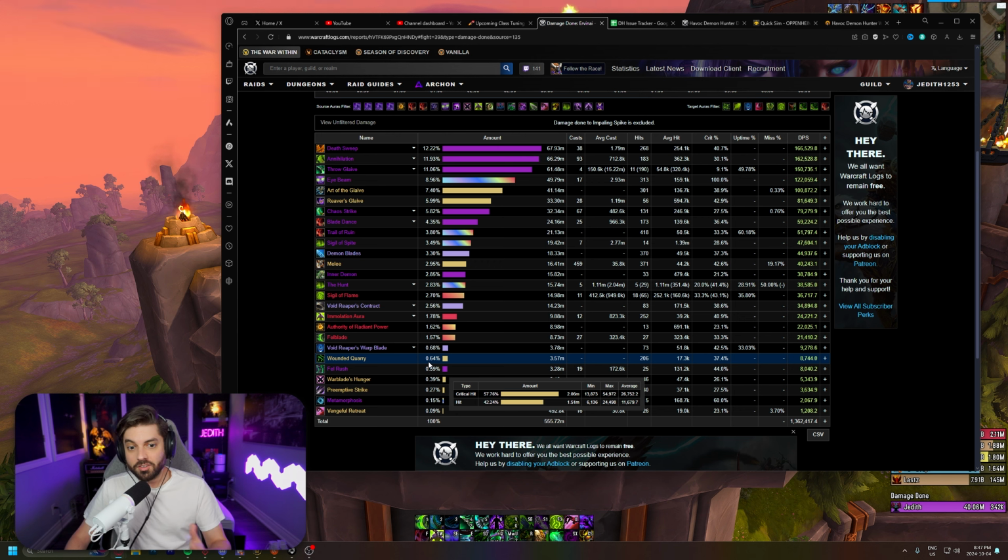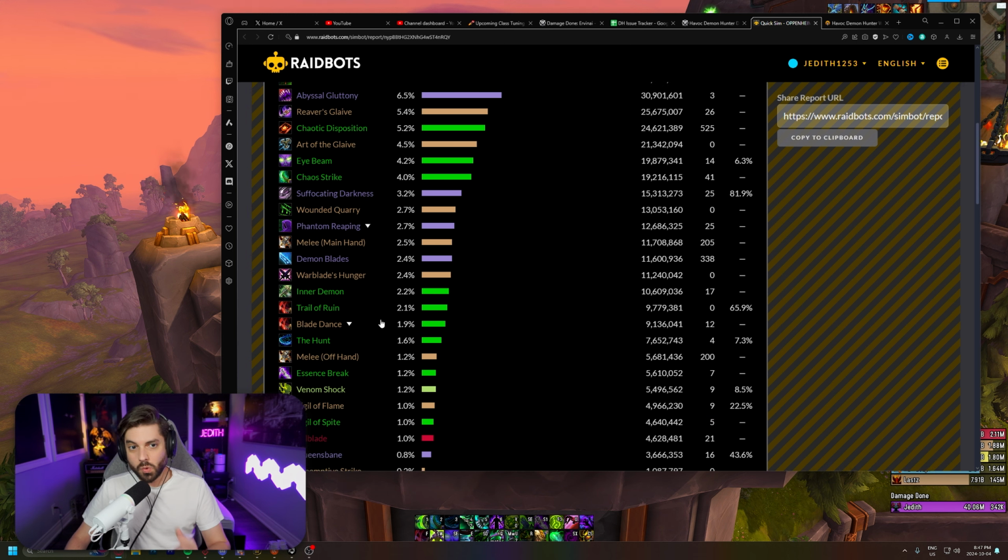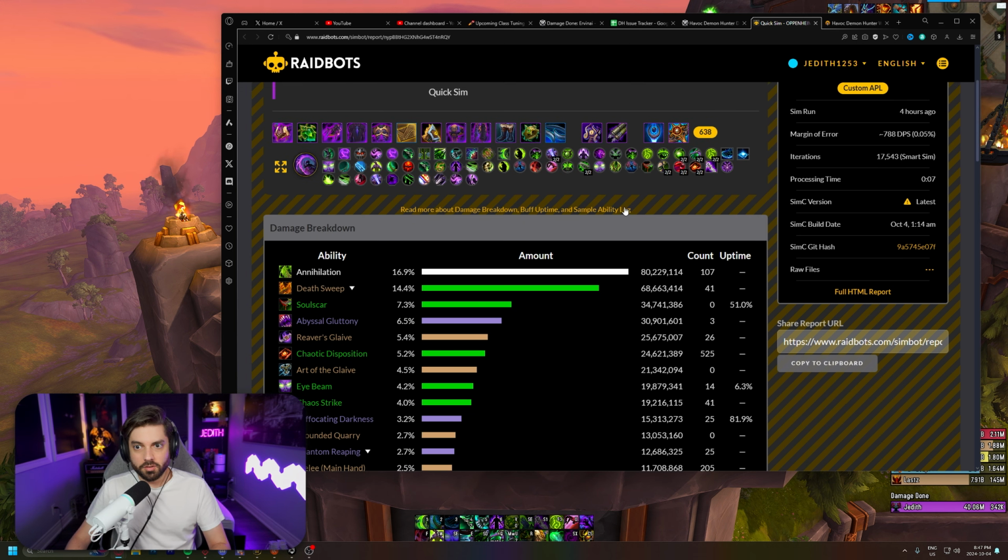If we look at Wounded Quarry, again, 0.64%. If we double that, it's nowhere near what it's getting here. Warblade's Hunger, 2.4%. So it's quite different. And again, this is purely because we are not able to play just like the robots are.